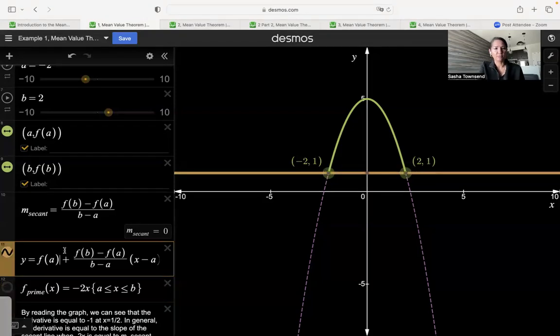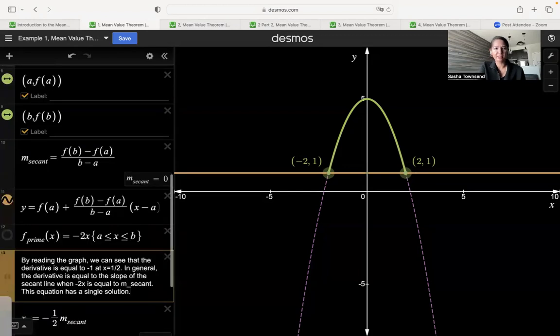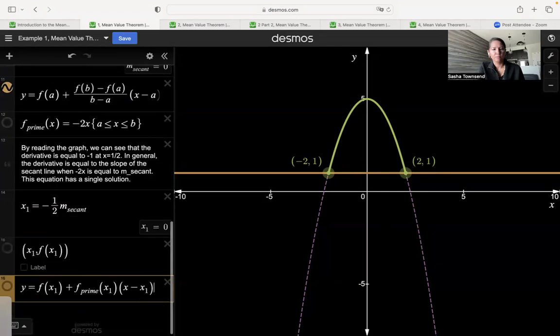So to find it, we compute the derivative. The derivative of 5 minus x squared is -2x. If we want, we can graph it like this. And then we can see, well, the derivative is 0, which is equal to the slope of the secant, when x equals 0. So if we want to, we could find the tangent line there at x equals 0.